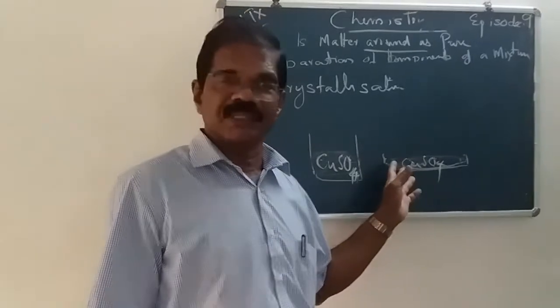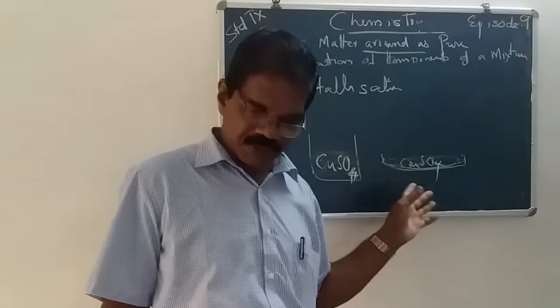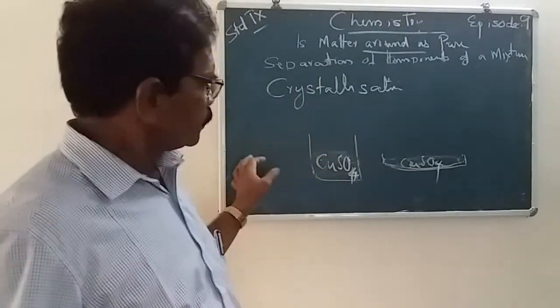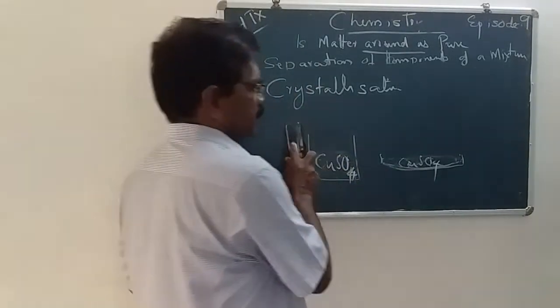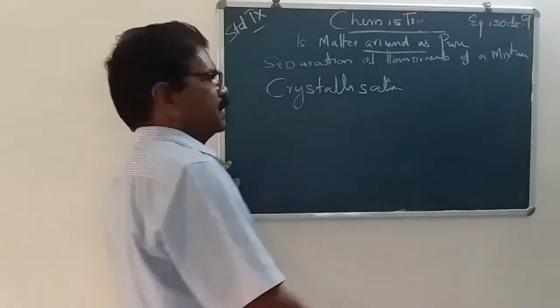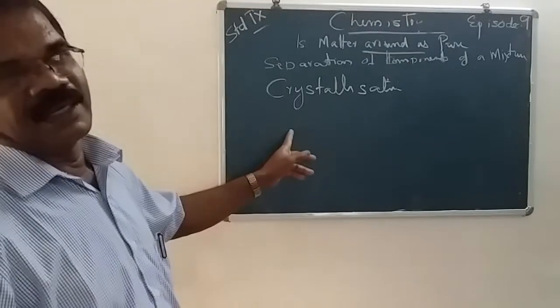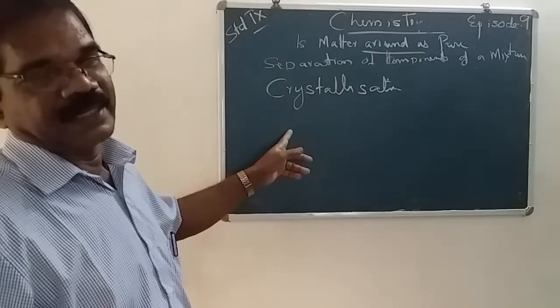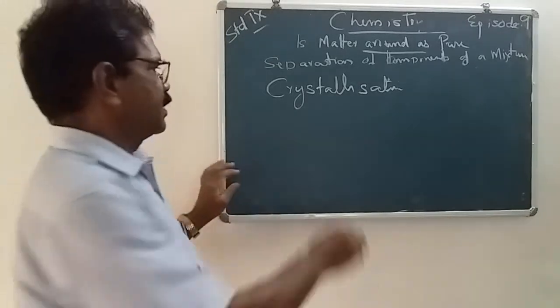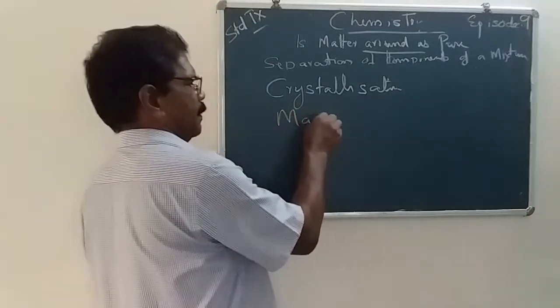So this method is also used for the purifying of solid sodium chloride, copper sulfate, etc. For the purification of some solid substances, this method is used. So the name of the process is crystallization. There is one more method, magnetic separation.